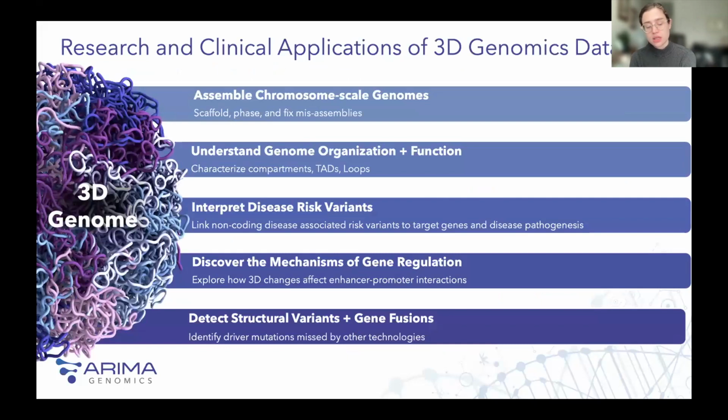So there are a lot of applications of 3D genomics. Some of you, I hear, are potentially from the assembly world. We have a lot of applications on understanding genomic organization and function. This is what our September webinar focused on. It gives you an insight into non-coding disease risk variants and what genes they're targeting and potential disease pathogenesis. It helps us discover the mechanisms of gene regulation. And for today, it's very important and helpful in detecting structural variants and gene fusions. So this is what we're going to be focusing on today in this webinar.